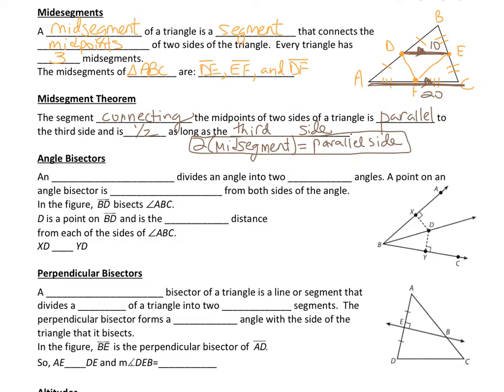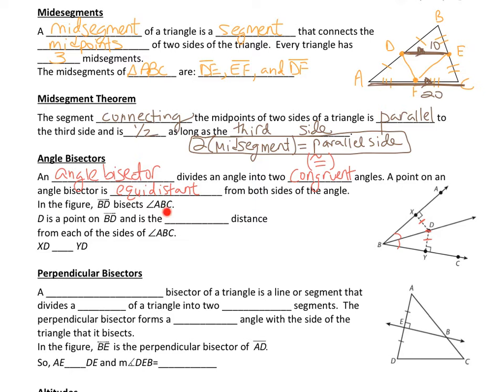Next is our angle bisector. So an angle bisector divides an angle into two congruent angles. A point on our angle bisector, so that'd be our point D down here, if it bisects my angle, that means those two angles are congruent. So my point D is equidistant from both sides of the angle. So that means this distance right here, DX and DY, are going to be congruent to each other.